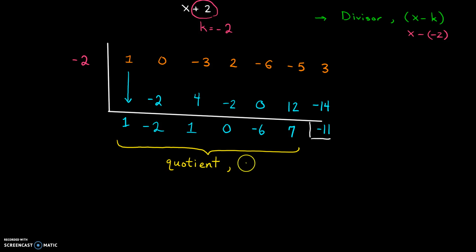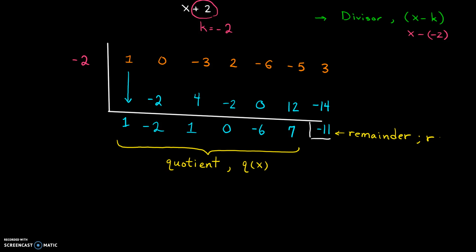And it's usually defined to be q of x. We just call that q of x for quotient. And then this number that you see here, this negative 11, is known as the remainder. So this is what is left over. And since it's just the remainder, we usually just call this r, or sometimes r of x. Again, it doesn't really matter, but we'll just call this r for remainder.